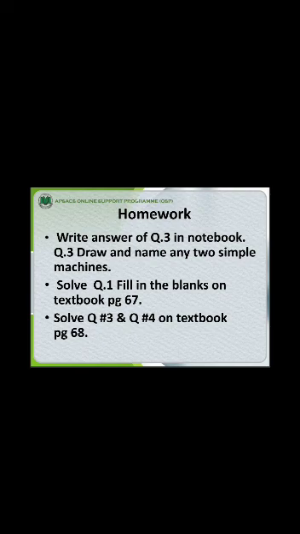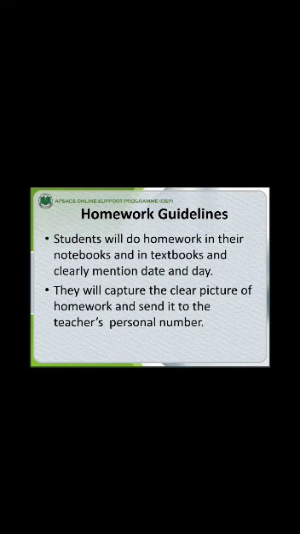Here's your homework. Write answer of question number 3 in notebook. Question number 3 is: draw and name any two simple machines. And the task 2 is: solve question number 1, fill in the blanks on textbook page 67. Also solve question number 3 and question number 4 on textbook page 68. These are the homework guidelines.